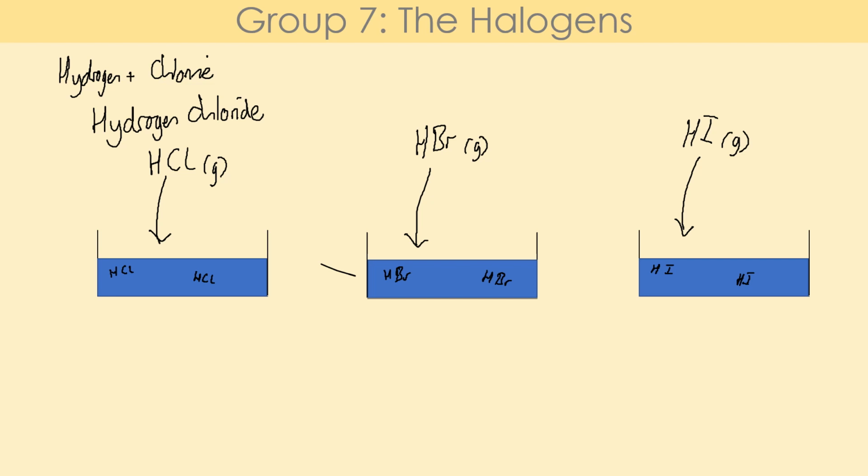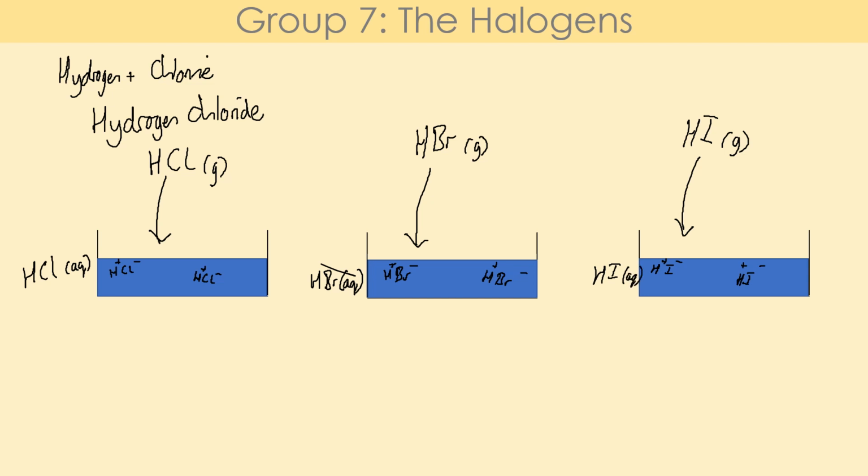Now when they're in water and they dissolve, they split up and we get H plus ions and negative halide ions. Because we have H plus ions, we've made an acid. So we've now made HCl, which is aqueous. We've made HBr, which is aqueous. And we've made HI, which is aqueous.